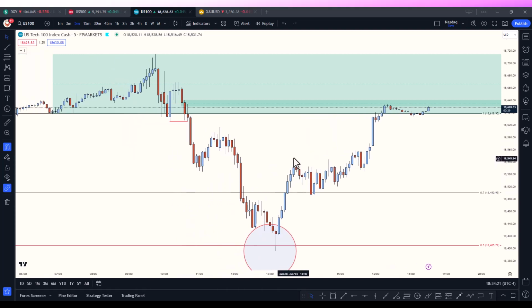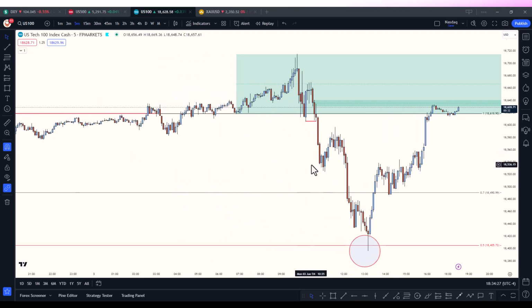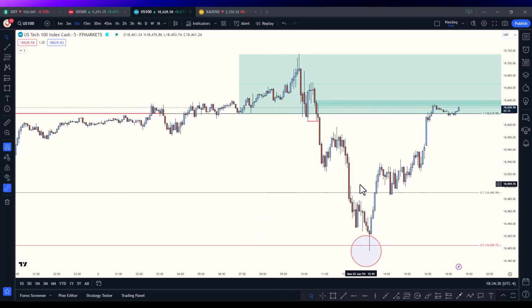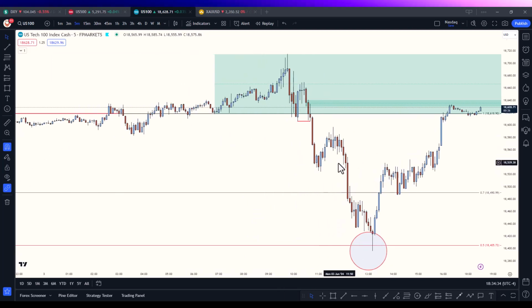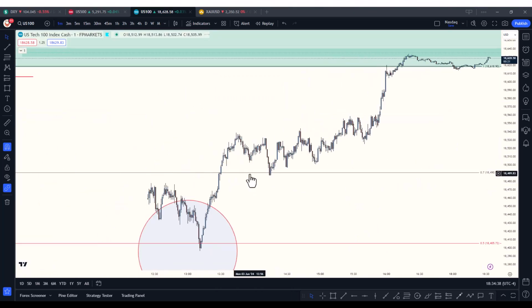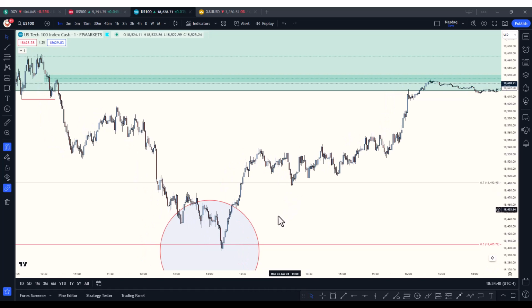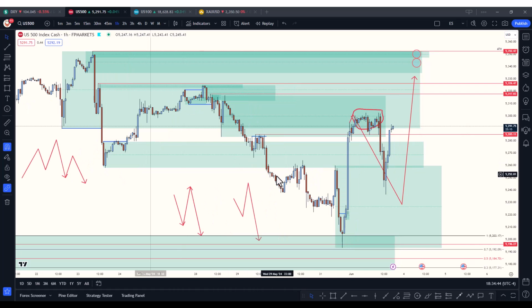So this was my NQ trade today, and everything was planned before, and spoke to the group about it. So yeah, let's go to ES.